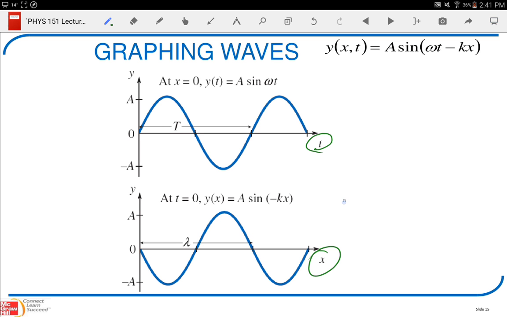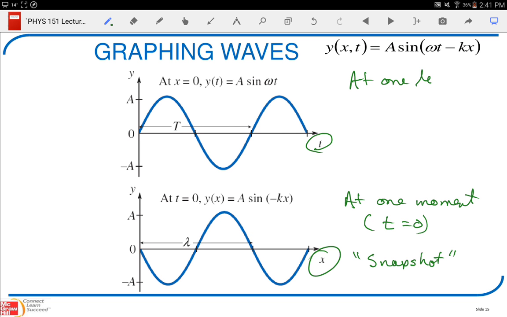This one here is taken at one moment. For this case, it was time equals 0. And my professor in graduate school called that a snapshot, because if you were to take a photograph of the wave, that's what you would see on the photograph. Now, the other one is taken at one location. In this case, that's at x equals 0. And of course, that's not what a camera would see, so I don't have a simple term for that.